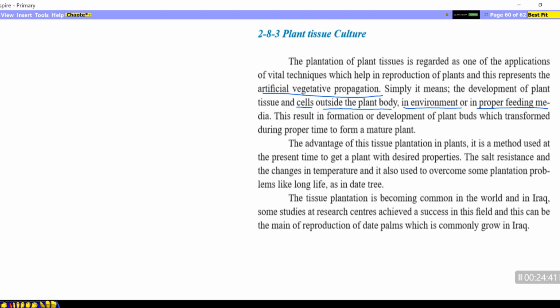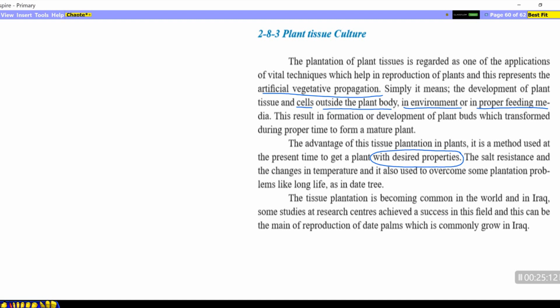This results in the formation of plant buds, which transform in the proper time into a mature plant. It means some cells are taken from a plant and helped to grow in the laboratory into a new, mature, complete plant. The advantage of this method is that it uses less time to produce plants with the desired properties, which is also the aim of vegetative propagation.